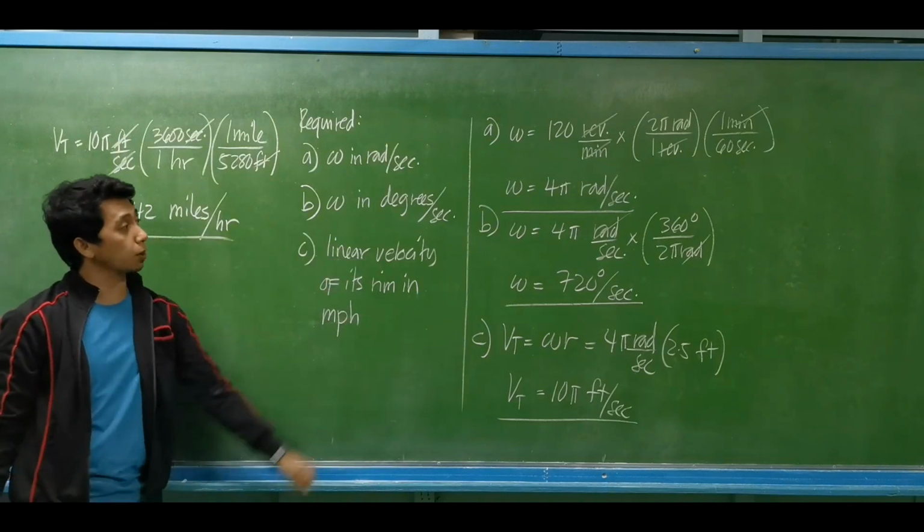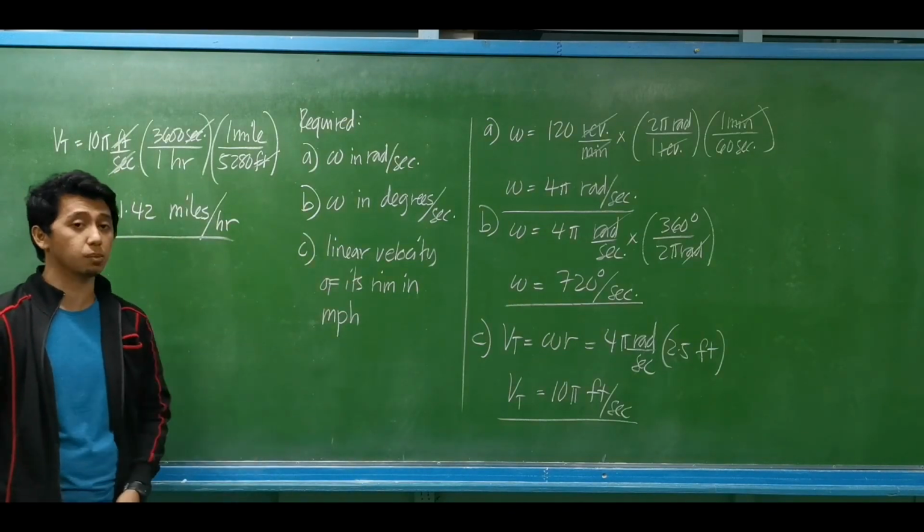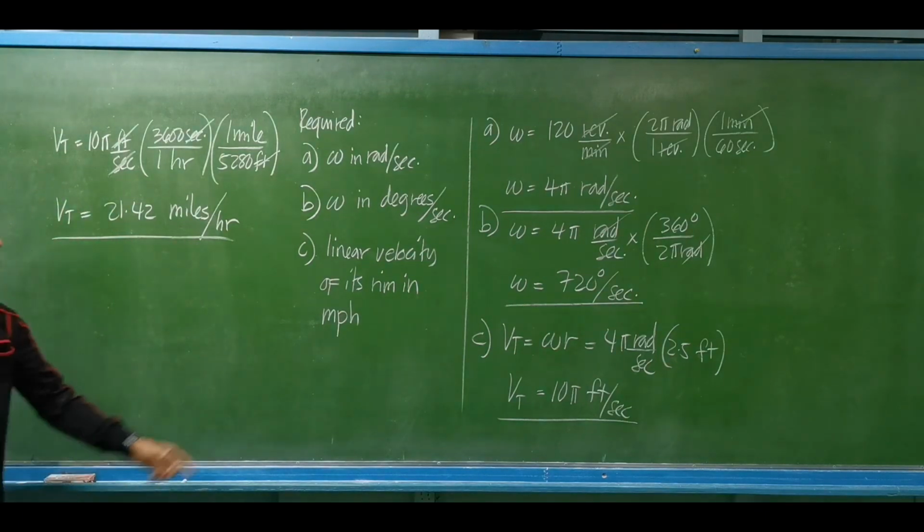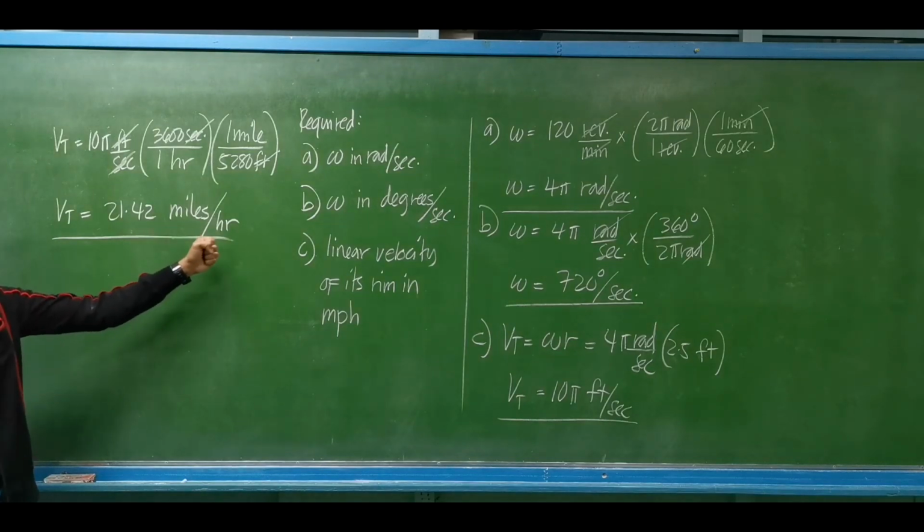So we have letter A is 4 pi radians per second, letter B is 720 degrees per second, and letter C, the linear velocity in miles per hour, is 21.42 miles per hour.